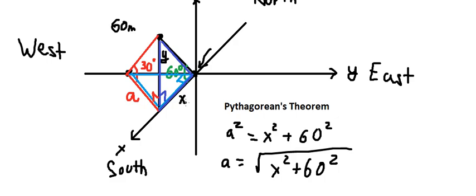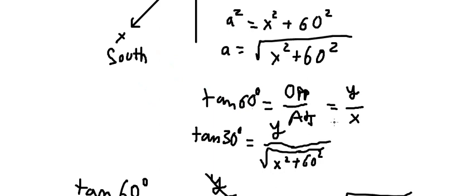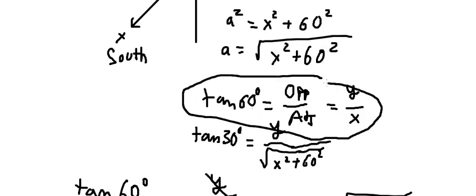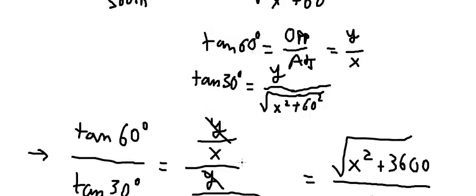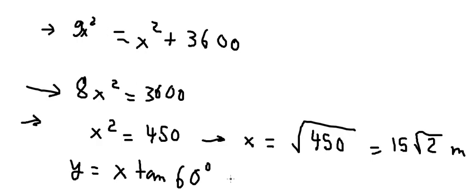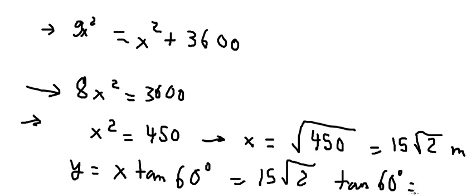After we got the value of x, we can find the value of y. So we can use the formula here. After we got the value of x, we can find the value of y. And this is the final answer, which is 15 times the square root of 6 meters. That is the end. Thank you for watching.